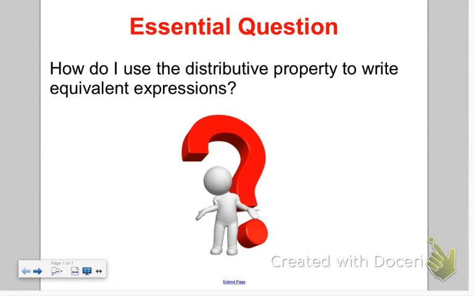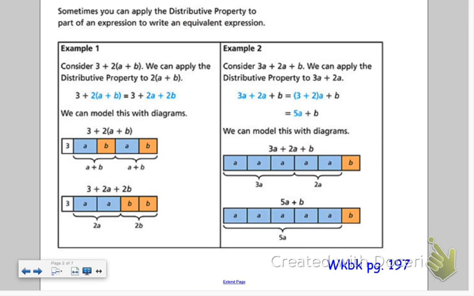In this lesson, we're going to continue to answer the question, how do I use the distributive property to write equivalent expressions? Take a look at workbook page 197. Here you can see two examples where you can apply the distributive property to just part of an expression to write an equivalent expression. So take a look at example 1.